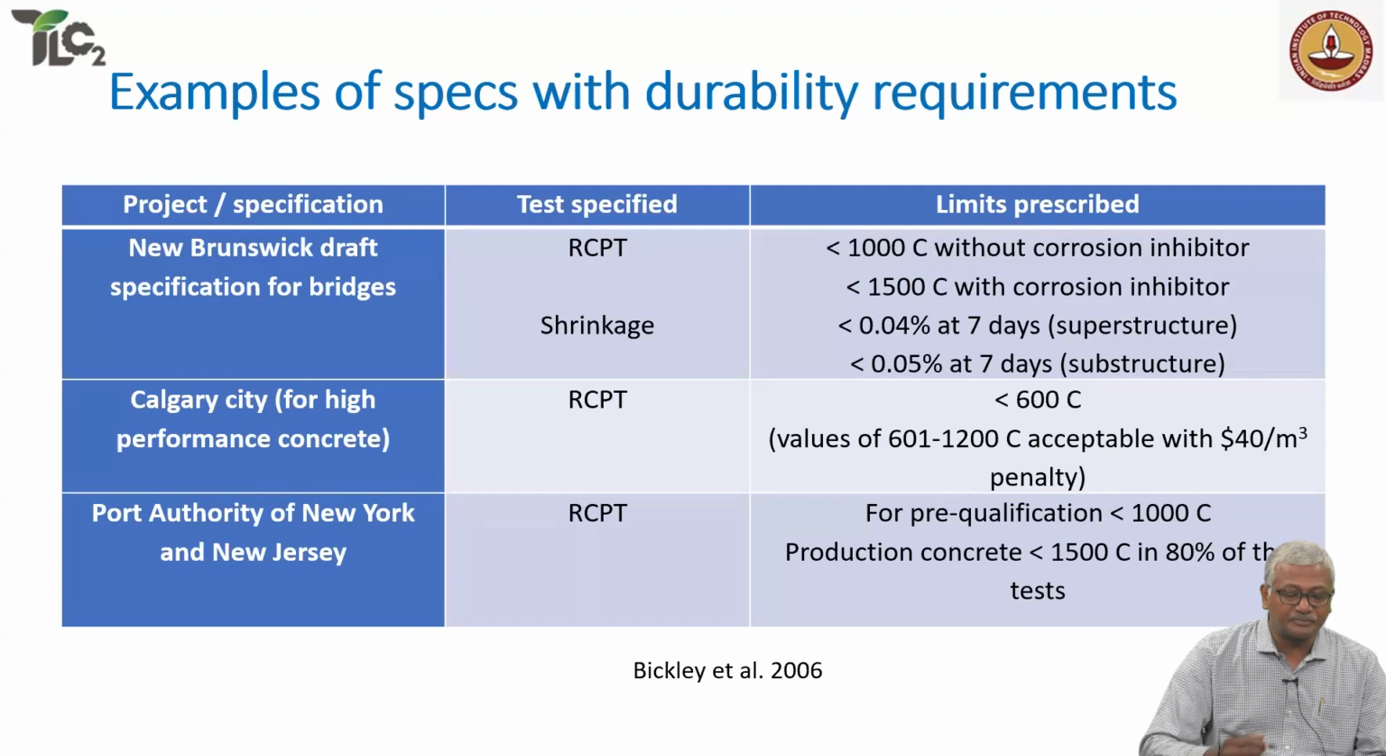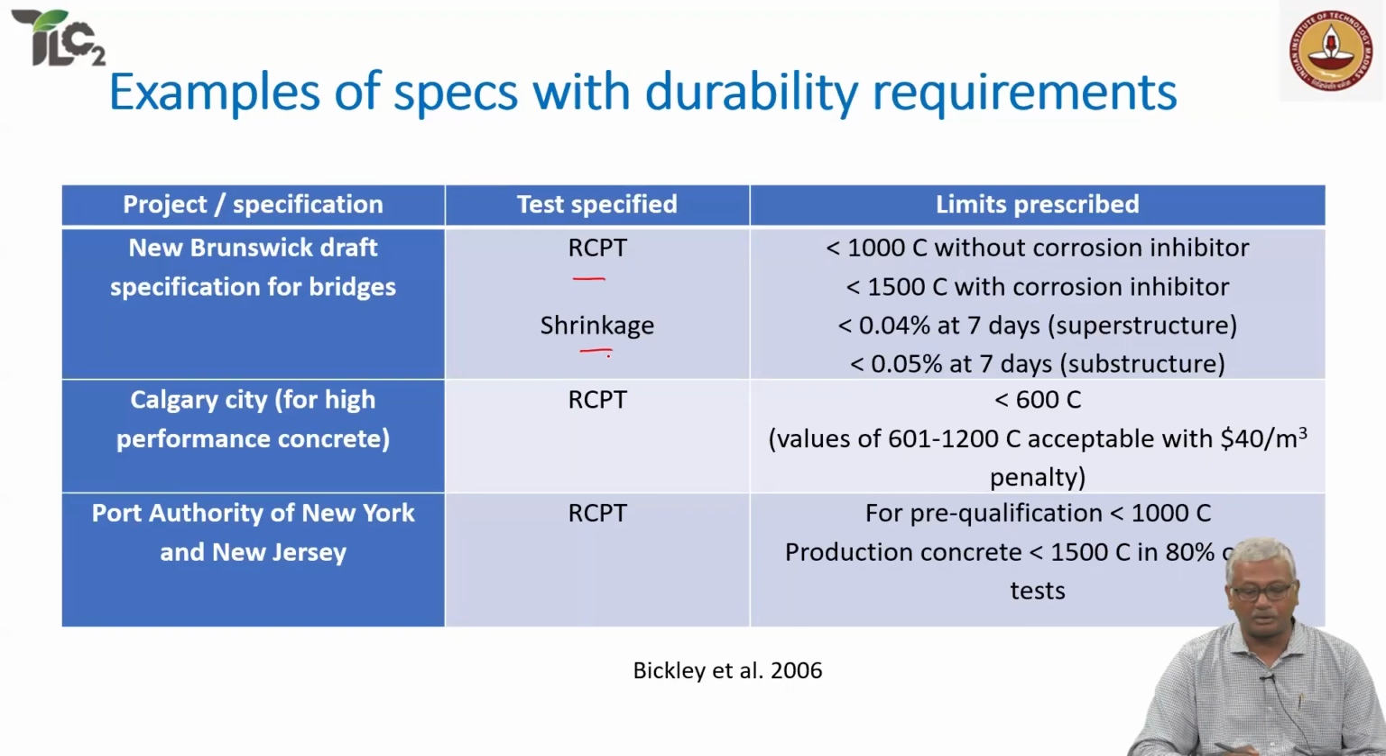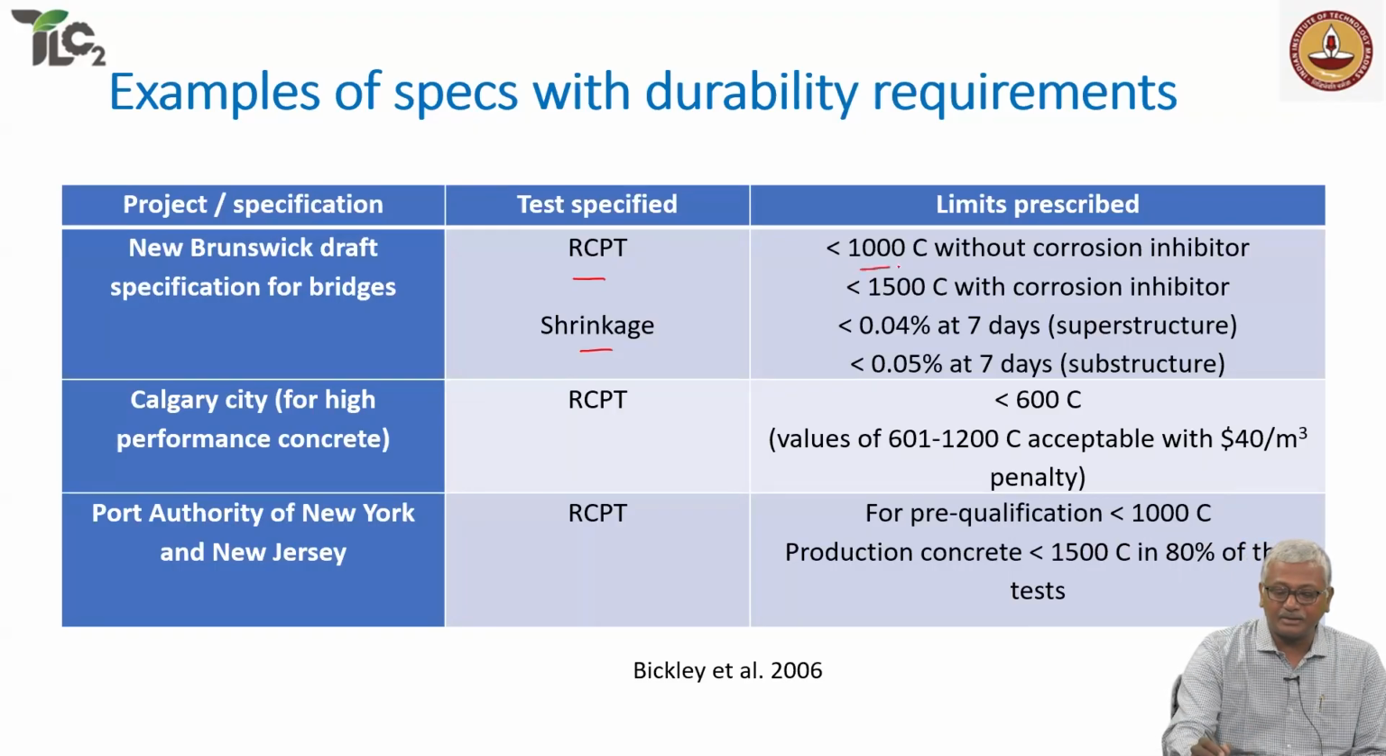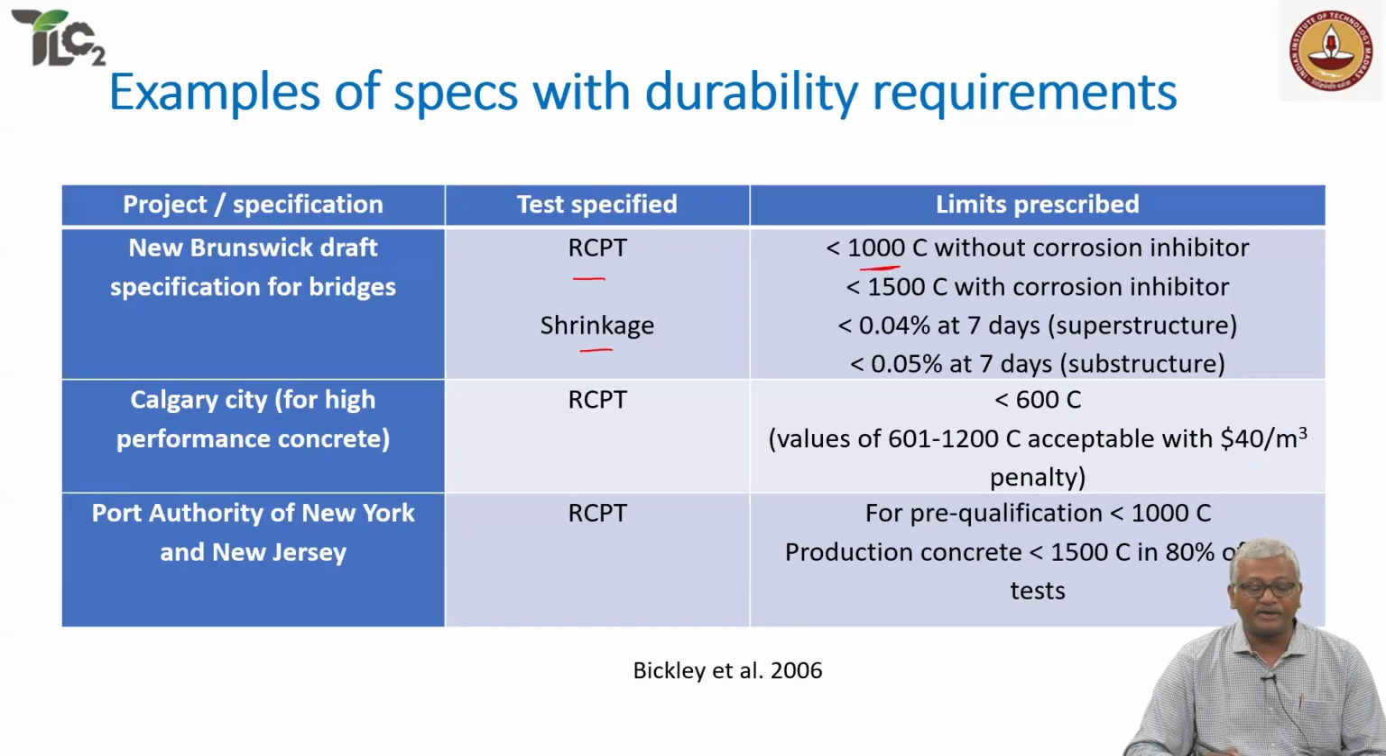But these are very early examples from North America. You have here the New Brunswick draft specification for bridges, which specified an RCPT value and shrinkage value for the concrete. Here they said 1000 coulombs is the limit without corrosion inhibitors, and 1500 is the limit with corrosion inhibitors. Now, why is the limit increased when corrosion inhibitors are used? It increases what?